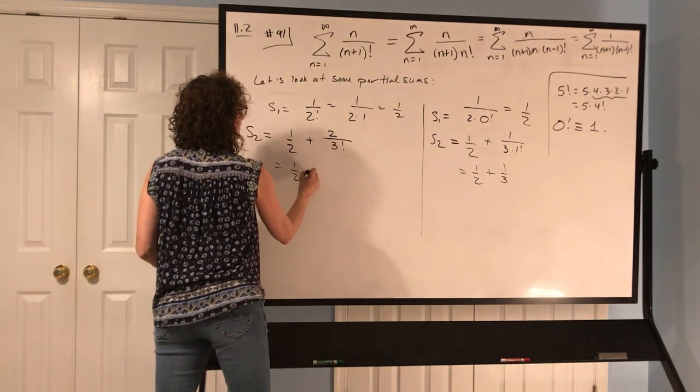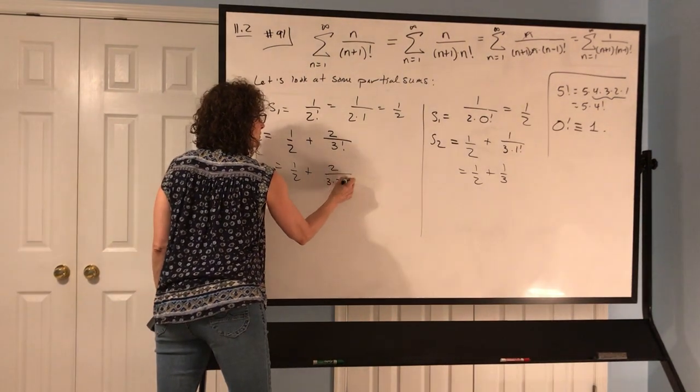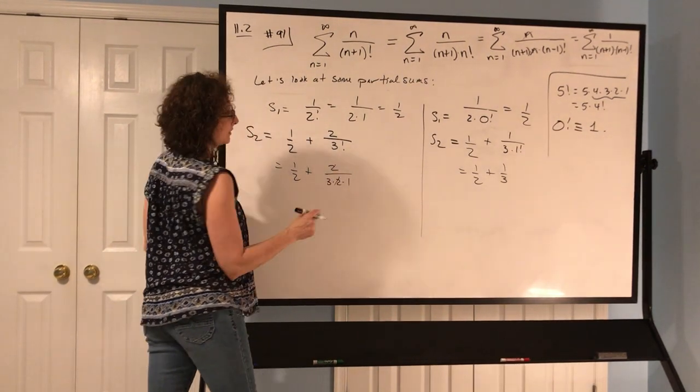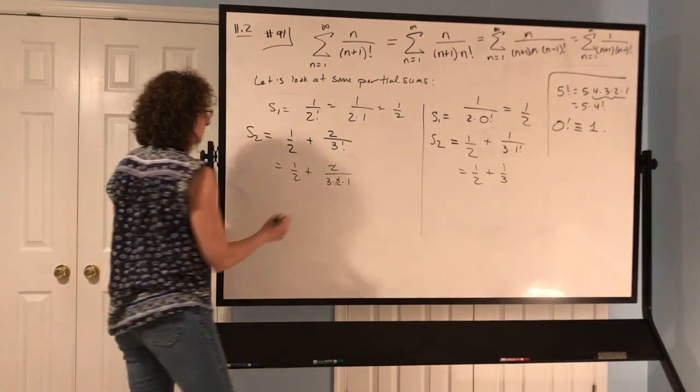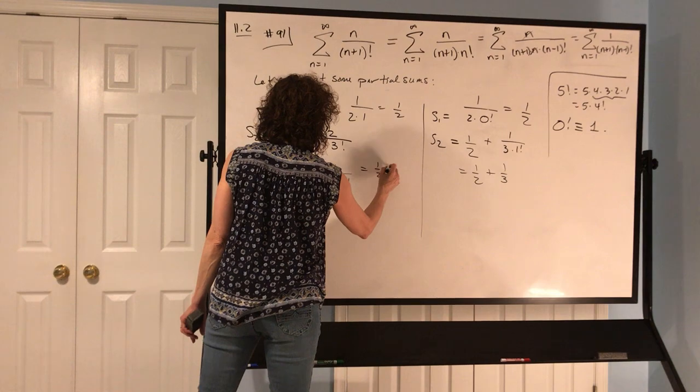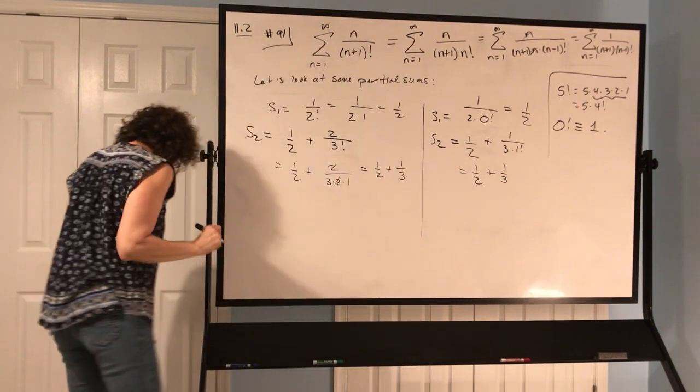Because if we write out what 3 factorial is, it's 3 times 2 times 1, right? And these cancel, right? It's just exactly what we did up there, but in general. Okay.